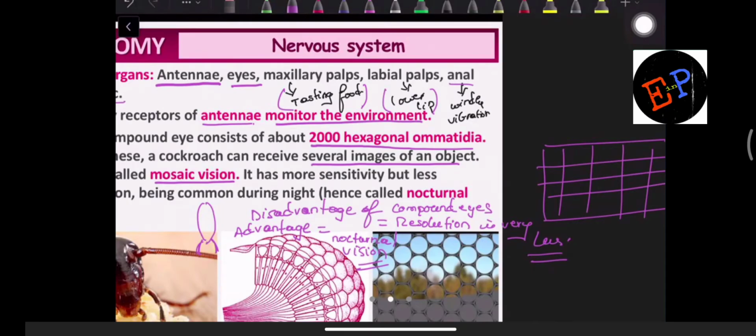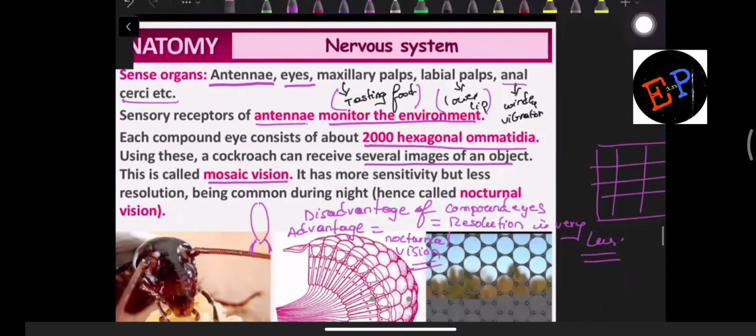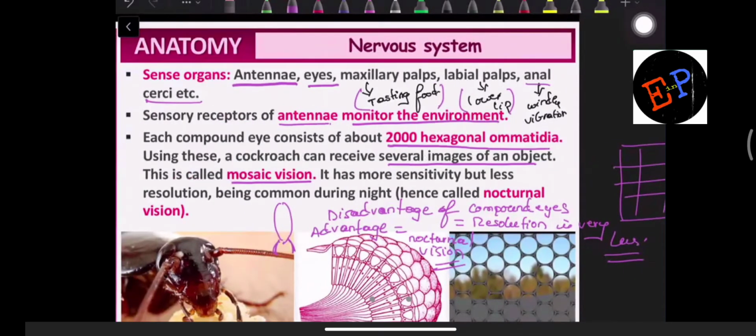So what is the advantage and disadvantage of simple eyes? Tell me the advantage. The advantage is that the image which is produced in our eye is very clear. But we cannot see the same image at night times. So that is one disadvantage. So brightness will be lesser, but resolution will be greater. Clear, no?